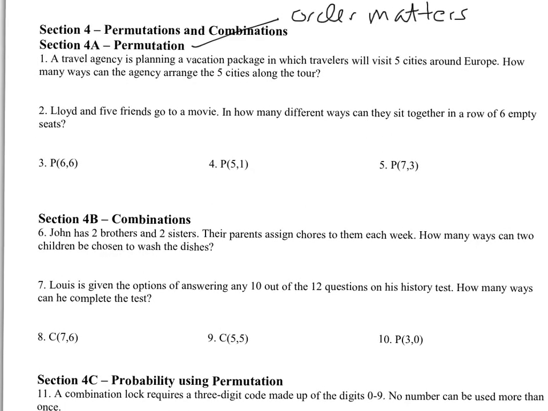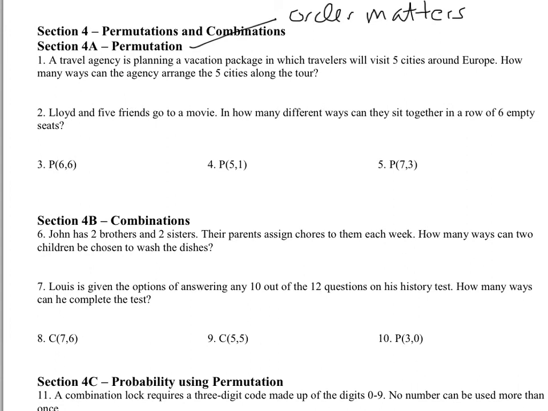Our first question we're going to look at in number 1 says that a travel agency is planning a vacation package in which travelers will visit 5 cities around Europe. How many ways can the agency arrange the 5-city tour? Now again, we're talking about having 5 cities to visit. The first city they go to, they have 5 to choose from. But then they have 4 after that, 3 after that, 2 after that, and 1 after that. And we multiply those together and we get 120 different ways that they can arrange their tour.